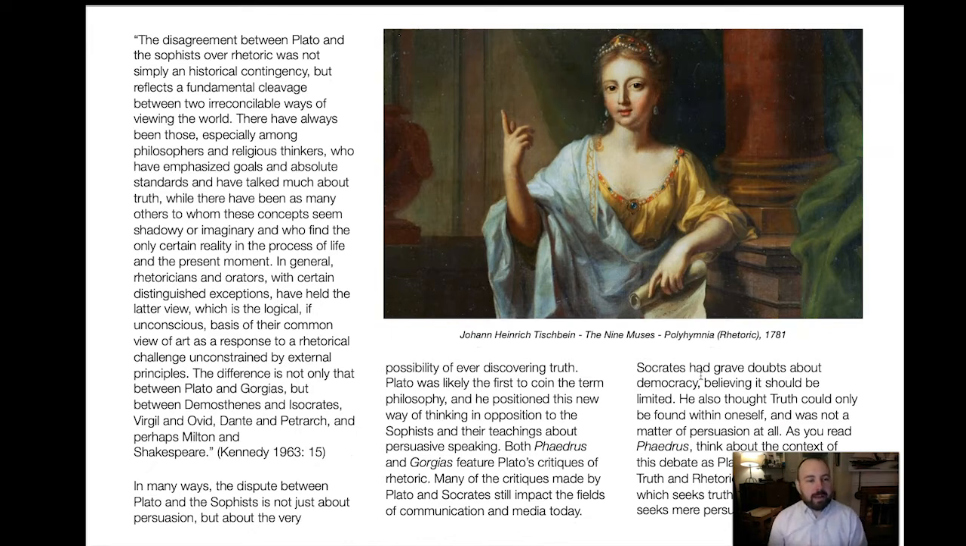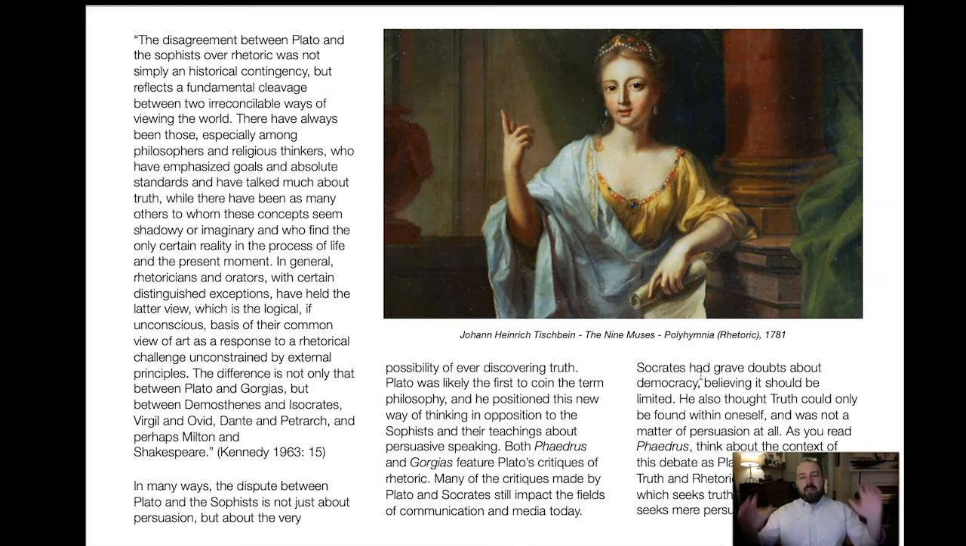It says, "The disagreement between Plato and the sophists over rhetoric was not simply an historical contingency, but it reflects a fundamental cleavage between two irreconcilable ways of viewing the world. There have always been those, especially among philosophers and religious thinkers, who have emphasized goals and absolute standards and have talked much about truth, while there have been as many others to whom these concepts seem shadowy or imaginary, and who find the only certain reality in the process of life and the present moment. In general, rhetoricians and orators, with certain distinguished exceptions, have held the latter view, which is the logical, if unconscious, basis of their common view of art as a response to a rhetorical challenge, unconstrained by external principles. The difference is not only that between Plato and Gorgias, but between Demosthenes and Isocrates, Virgil and Ovid, Dante and Petrarch, and perhaps Milton and Shakespeare."